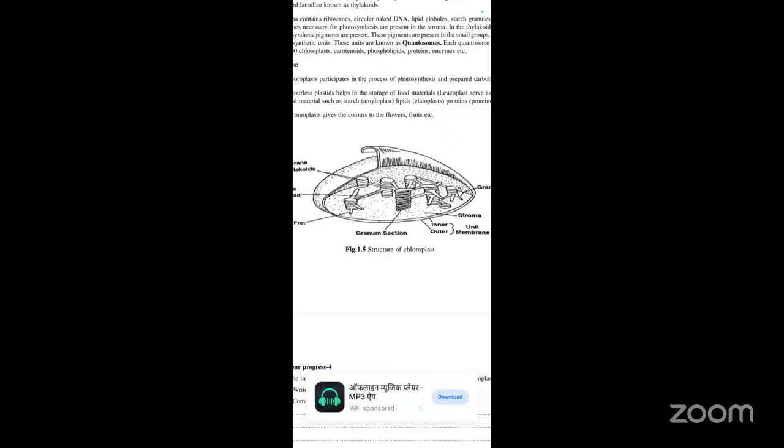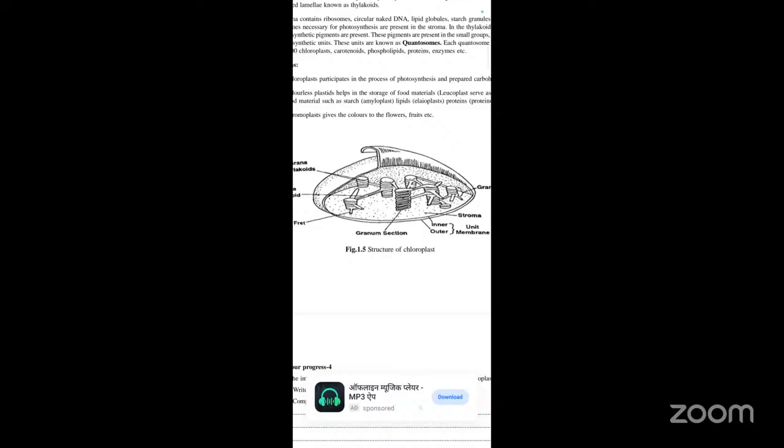All the enzymes necessary for photosynthesis are present in the stroma. In the thylakoid layers, the photosynthetic pigments are present. These pigments are present in small groups forming the photosynthetic units, known as quantasomes. These are very important. How many chlorophyll molecules does each quantasome contain? 300 to 600 chlorophyll molecules. Carotenoids and phospholipids are also present in the quantasomes.